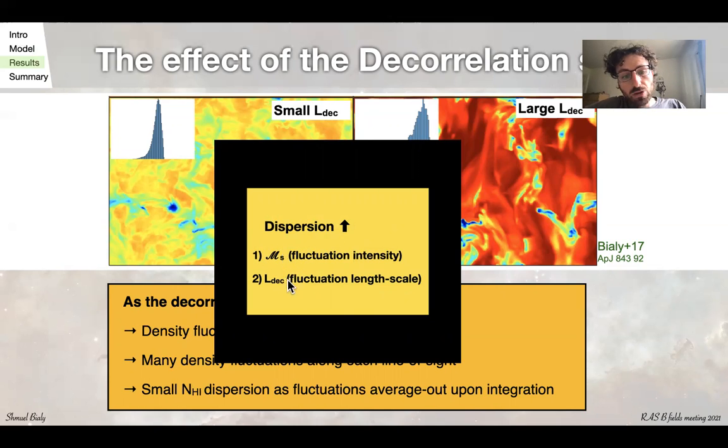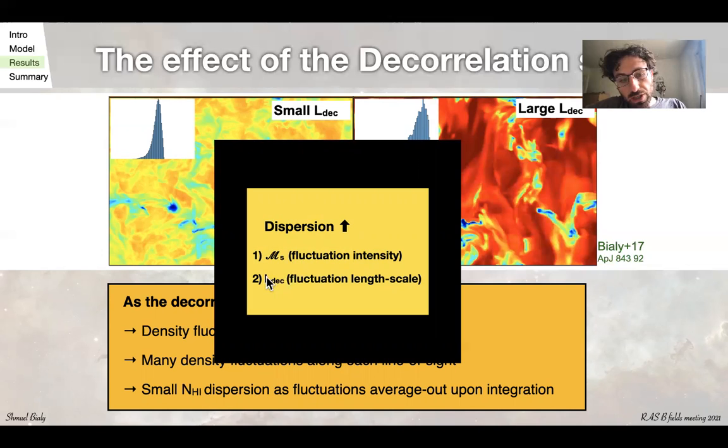but the other parameter that is also important is the length scale of the fluctuations, which is characterized by what we call the decorrelation scale. More details you can find in this paper, how we measure the decorrelation scale. And these are degenerate in a sense, but there are other ways to deduce the sonic Mach number, for example, from the spin temperature.